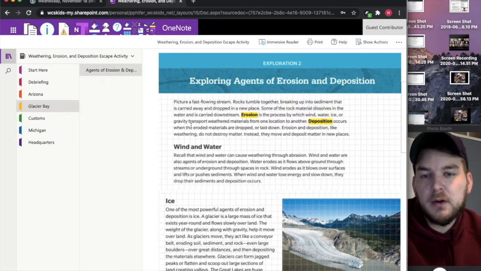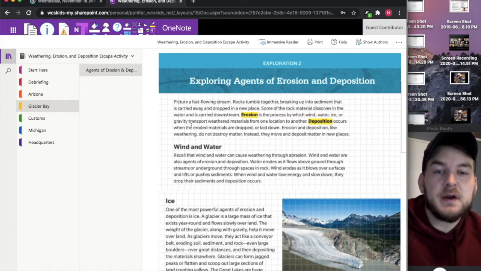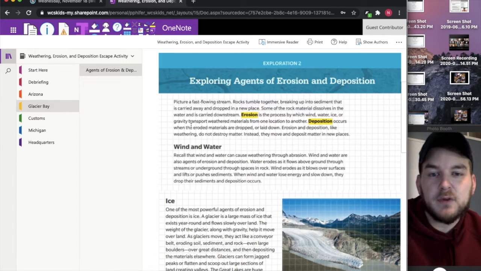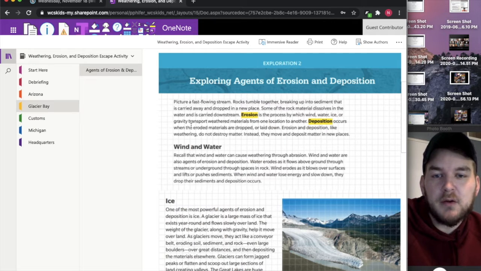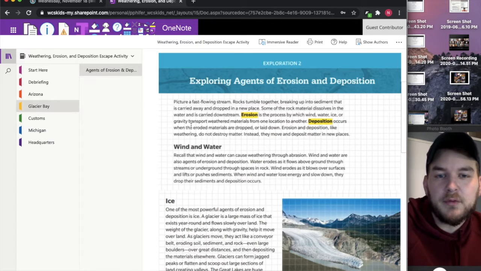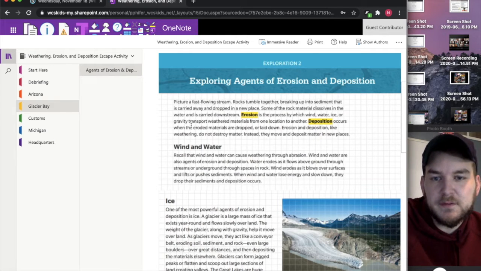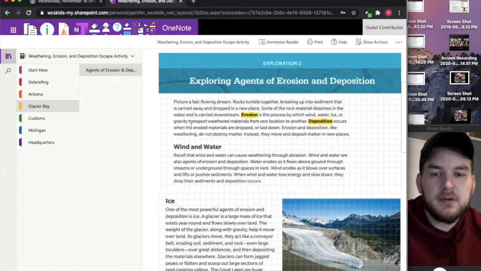Wind and water. Recall that wind and water can cause weathering through abrasion. Wind and water are also agents of erosion and deposition. Water erodes as it flows above ground through streams or underground through spaces in rock. Wind erodes as it blows over surfaces and lifts or pushes sediments. When wind and water lose energy and slow down, they drop their sediments in deposition.